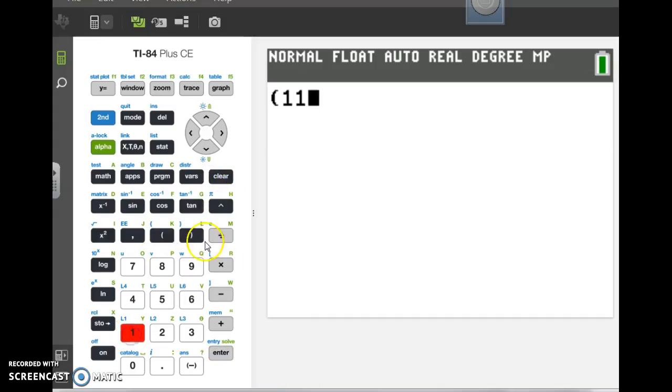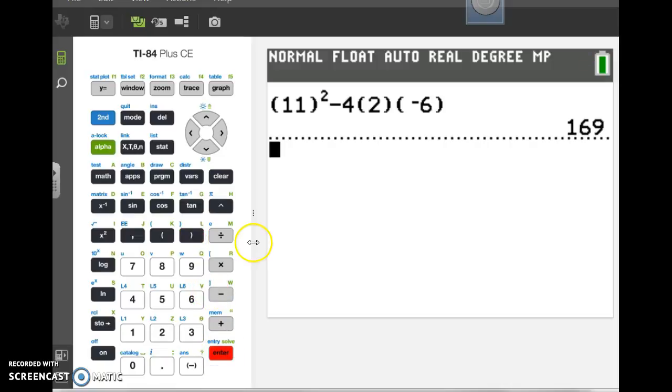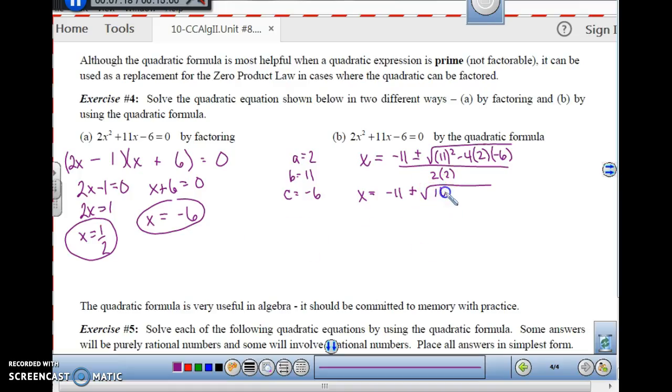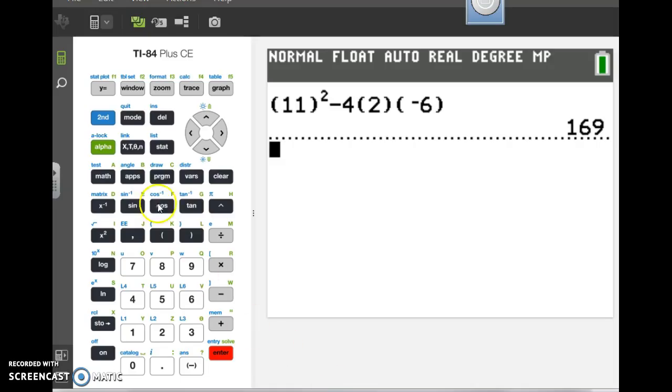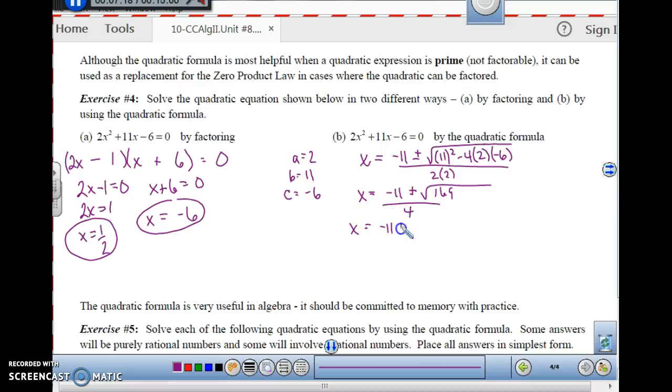11 squared minus 4 times 2 times negative 6. And I end up with 169 all over 4. All right, now I know 169 is a perfect square. The square root of 169, I'm just going up and grabbing it, is 13. So if I go back here, it's negative 11 plus or minus 13 all over 4.